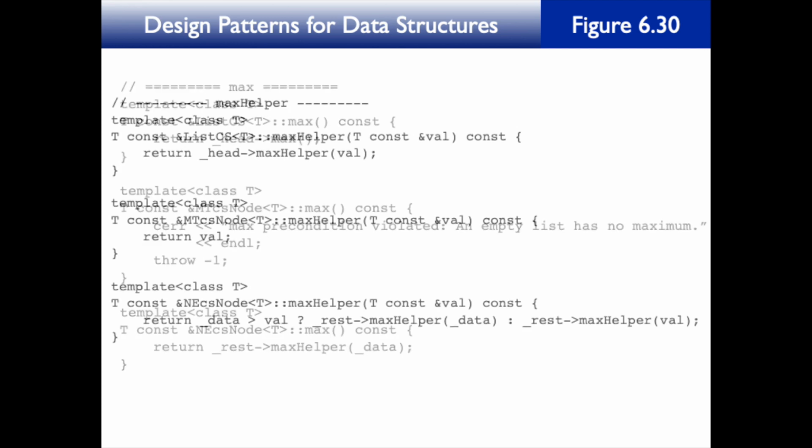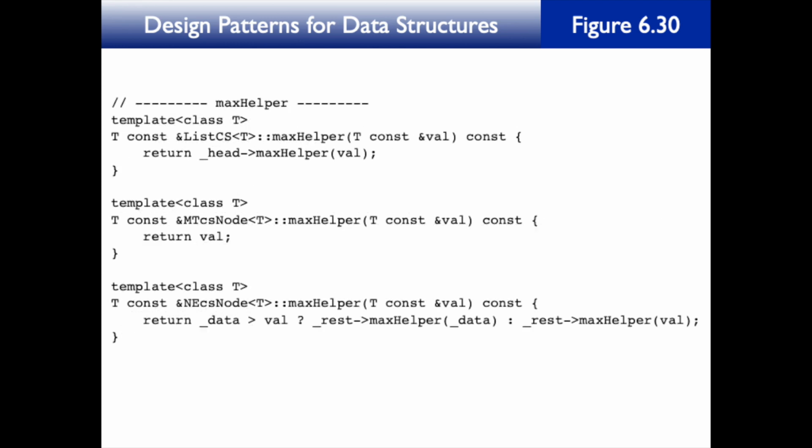And then on the helper side, the list version of the helper just forwards on the request to the node version and passes along val, which was given to it by the non-empty node version of the previous one. And if we are in the empty node and we are asking what is the maximum value of val and the empty list, obviously the maximum is val. So all we have to do is return val.